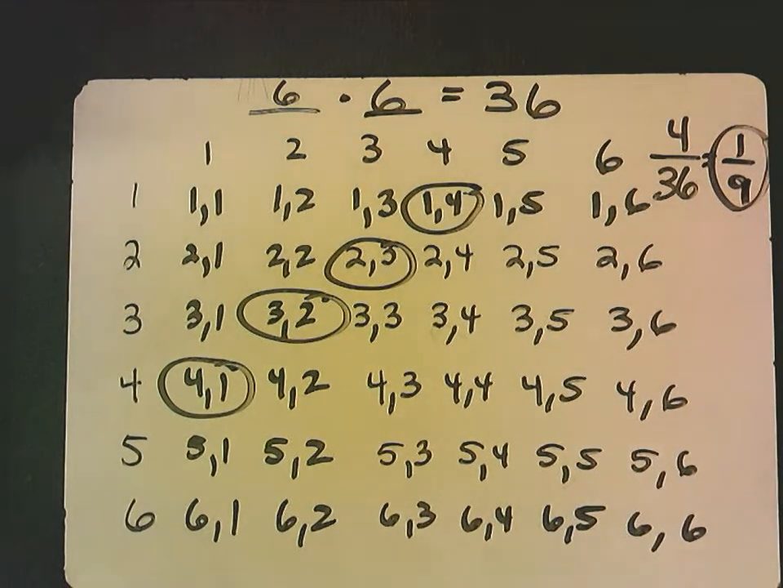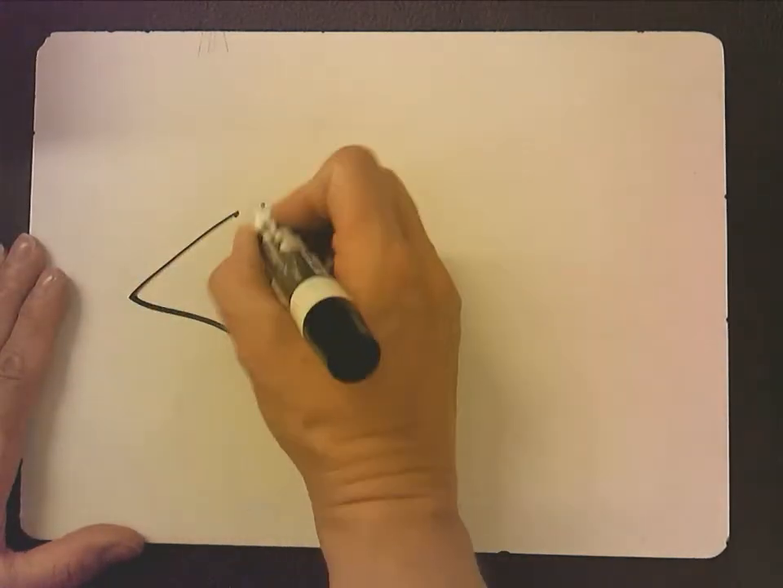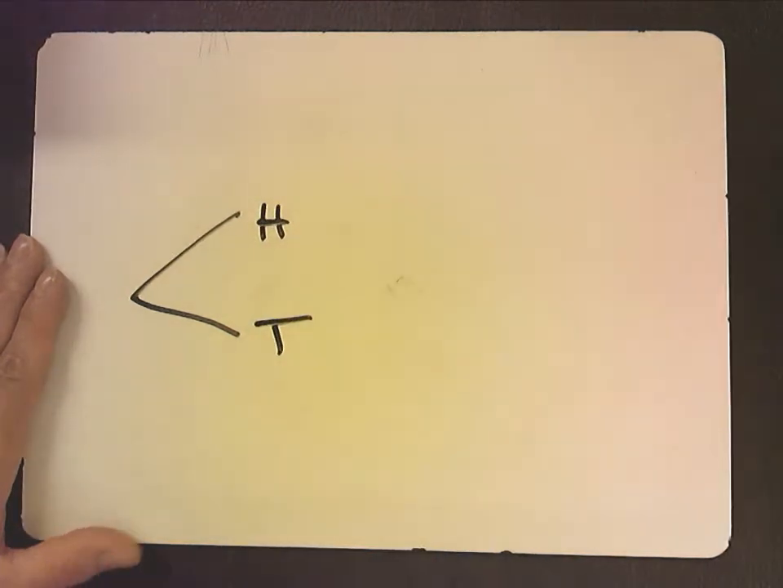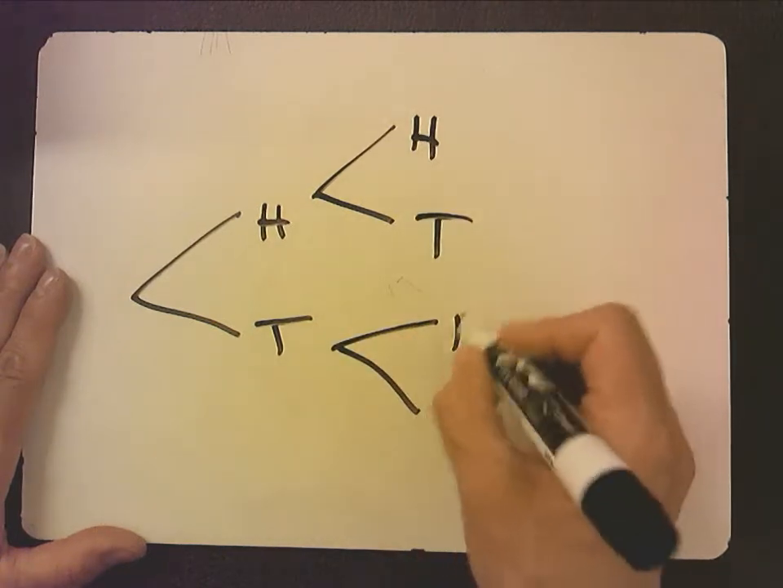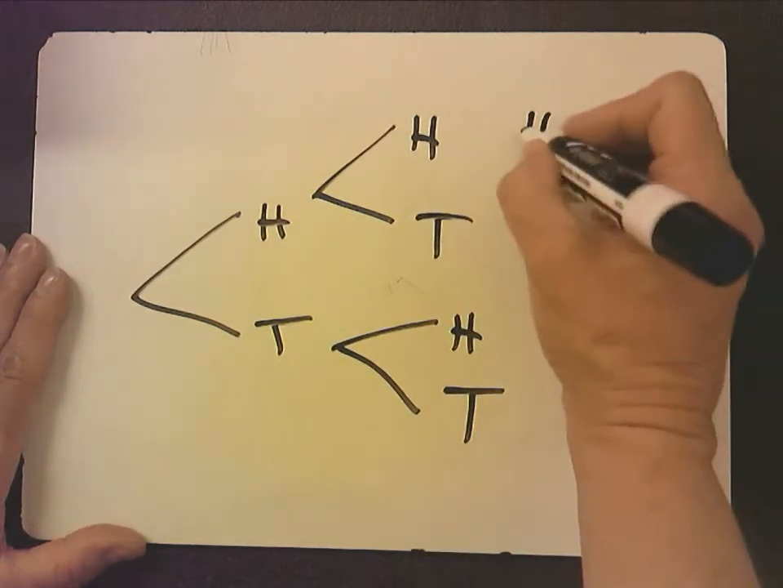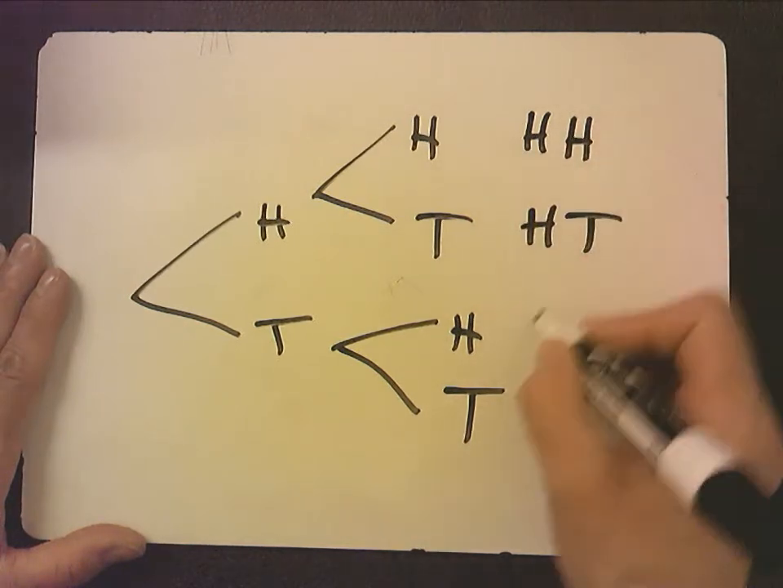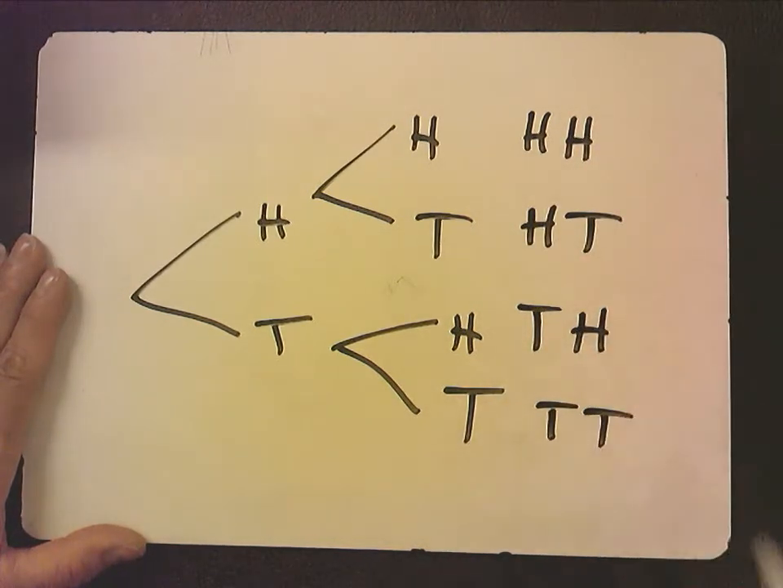Okay? Now, let's turn the page and we'll look at number 3. It says if you flip a coin 2 times, find the probability of getting 2 heads. Okay? Well, if I flip the coin once, I get either heads or tails. If I flip it again, I get either heads or tails. So my possible outcomes are heads, heads, heads, tails, tails, heads, and tails, tails.